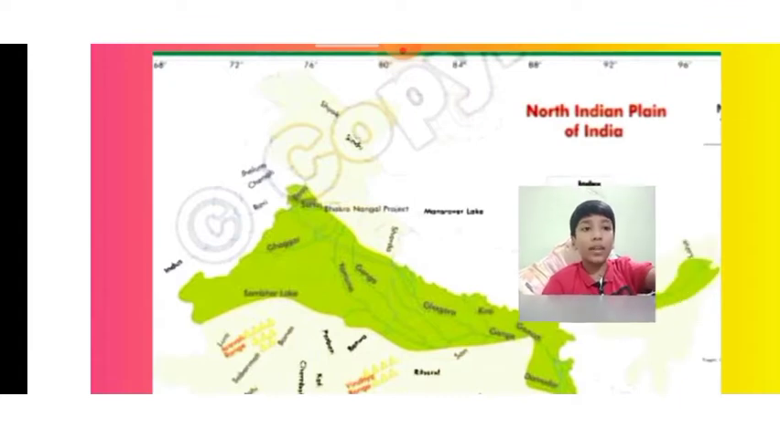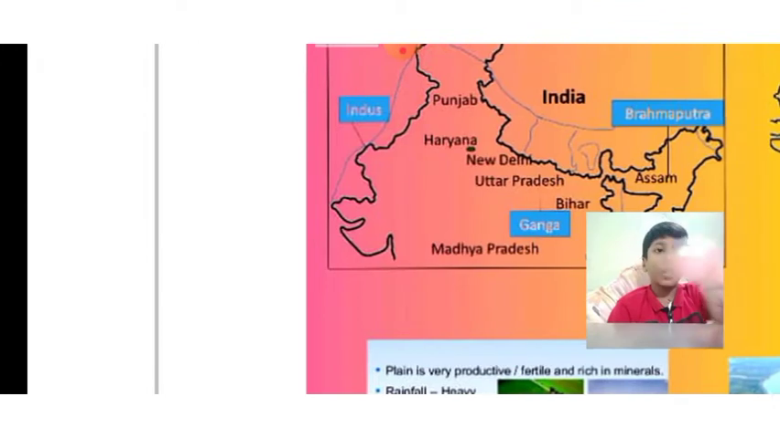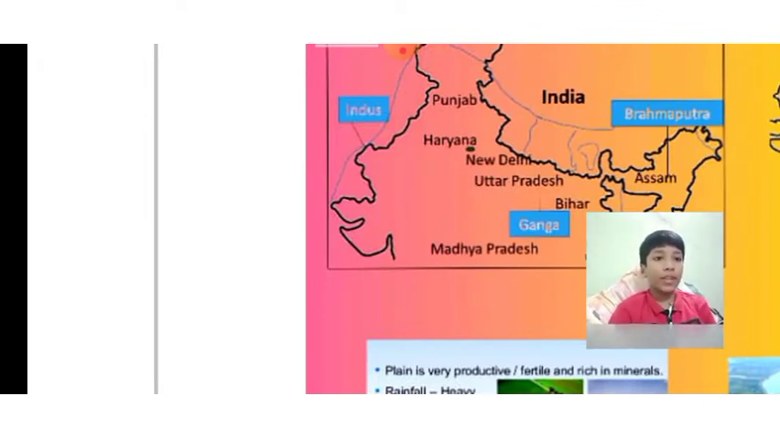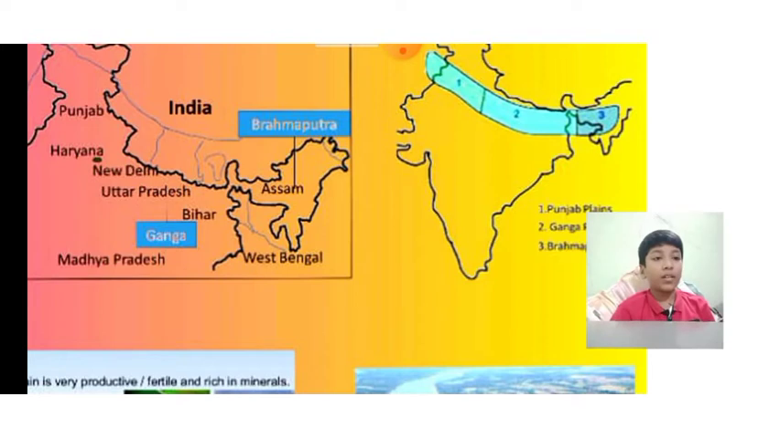The Northern Plains cover the states that are Punjab, Haryana, Uttar Pradesh, Bihar, and parts of Assam. The Northern Plains is divided into three, that is, first the Punjab Plains or Sutlej Plains, next the Ganga Plains, next the Brahmaputra Plains.